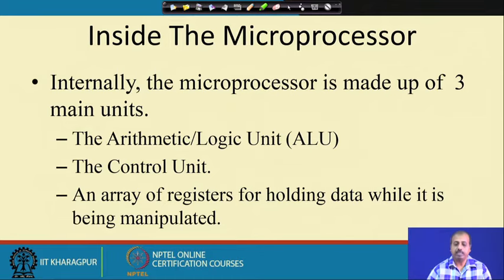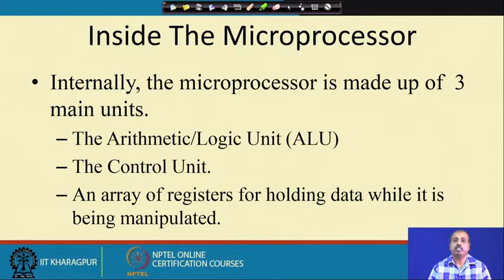So, what do we have inside the microprocessor? Inside the microprocessor, it has three main units. One is the arithmetic logic unit, one is the control unit, and another is the array of registers for holding data while it is being manipulated. As we have seen, we have to do some computations. For that we need some logic circuitry, and that is the arithmetic logic unit, which will do that.